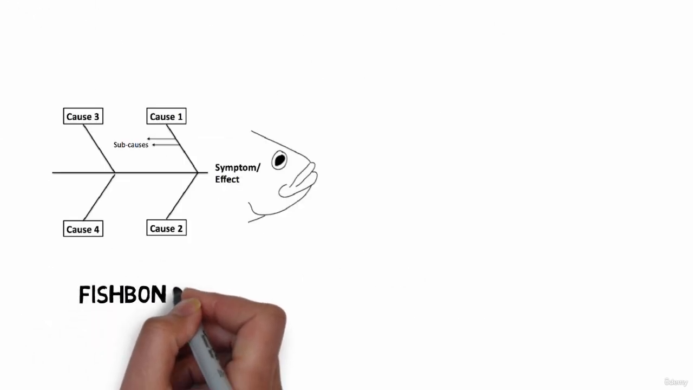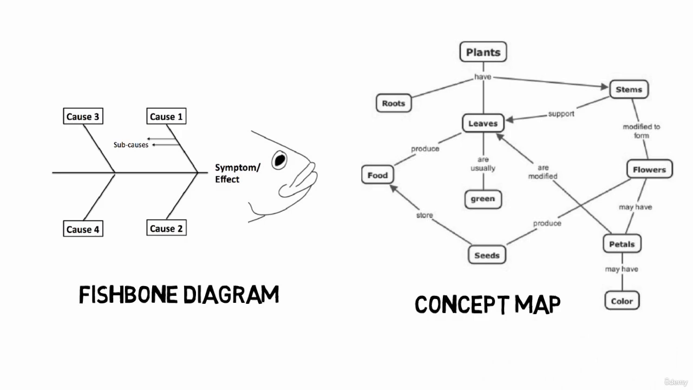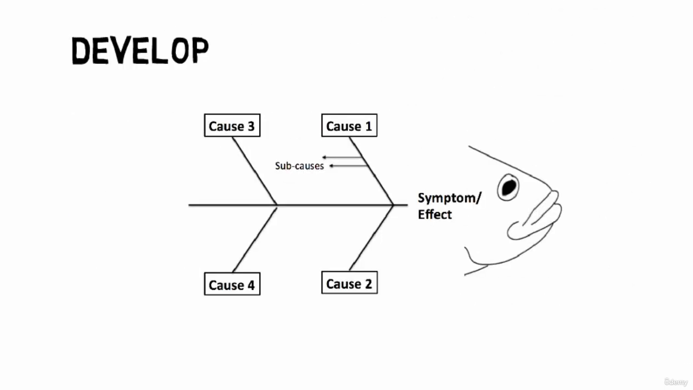For more complex problems, using tools such as a fishbone diagram or a concept map can help provide clarity, structure, and confidence that you have identified those causes most relevant to the problem. After you have identified any root causes, the next step is to develop potential solutions.